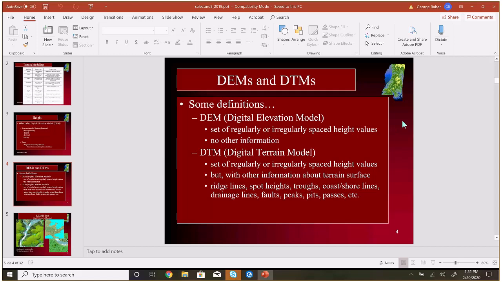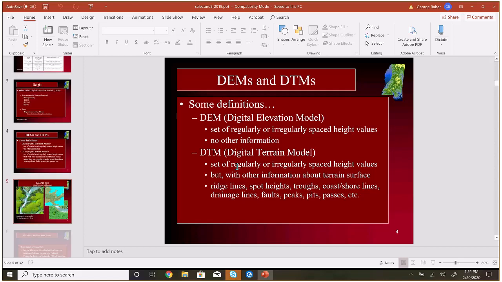Okay. All right. Now, DTM is the digital terrain model, and usually what we would call a digital terrain model is that it includes things like the trees and that sort of thing. Okay, the pits, the passes, all that.